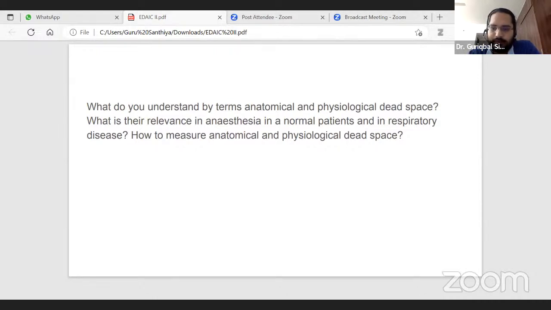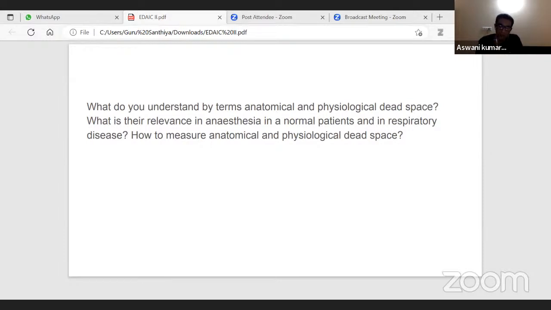Yeah. Okay. All right. So what is the effect of PEEP on the dead space? So PEEP will increase the dead space. Okay.